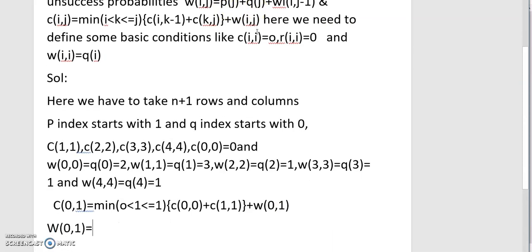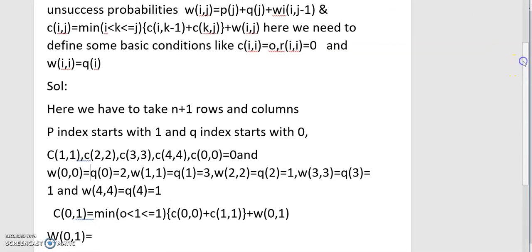W of 0 comma 1 equal to, W of ij means equal to P of j plus Q of j. P of j means P of 1. Here j value is 1, right? P of 1 plus Q of j, that means Q of 1.